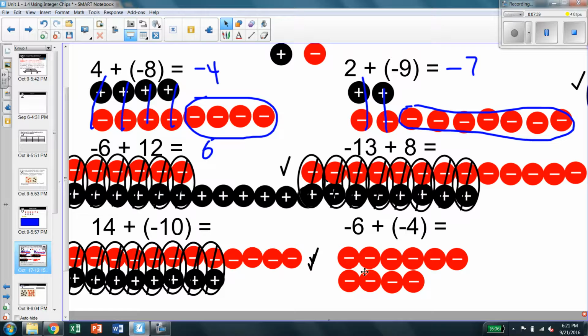Well, I have 6 negatives and 4 negatives. Do we have any 0 pairs? No, we don't. Nothing can cancel out. All we're left with is negative 10 overall. Okay.